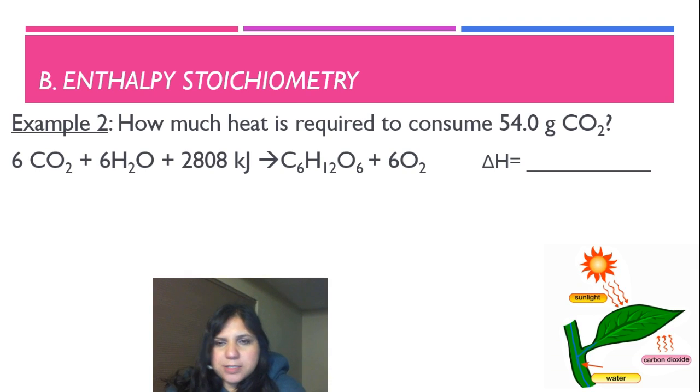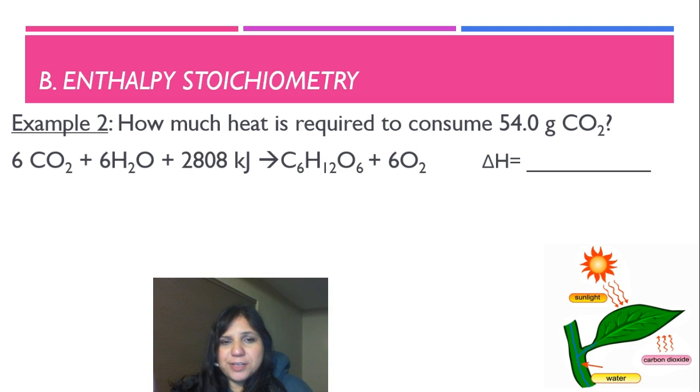How much heat is required to consume 54 grams of CO2? And so the balanced chemical equation is written here. It should be something that you recognize. You've got carbon dioxide plus water plus some energy, which comes from the sun, to produce glucose and oxygen. Hopefully you said photosynthesis.